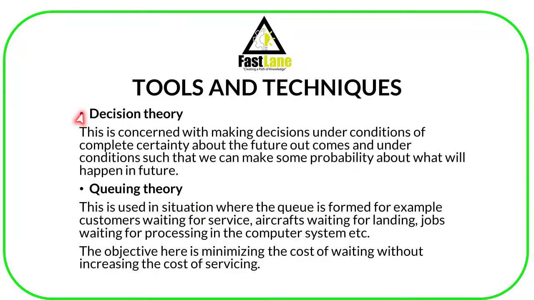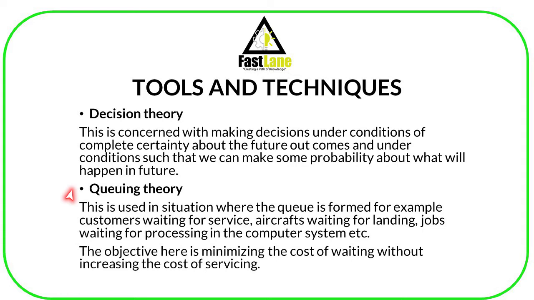Then we have the decision theory technique. Decision theory is concerned with making decisions under conditions of complete certainty about the future outcomes, and under conditions such that we assign some probability to what will happen in future. That is the decision theory. Then we have the queuing theory.